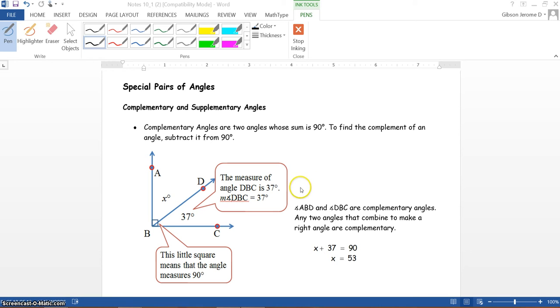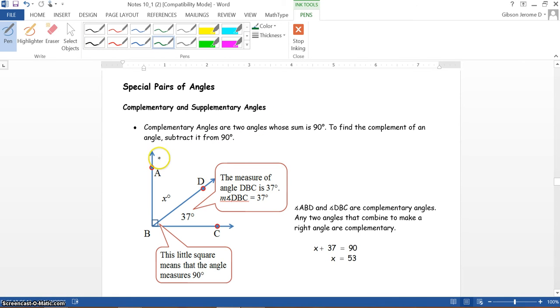Okay, class, picking up where we left off, we are on complementary and supplementary angles. Complementary angles are two angles whose sum is 90 degrees. To find the complement of an angle, subtract it from 90 degrees.